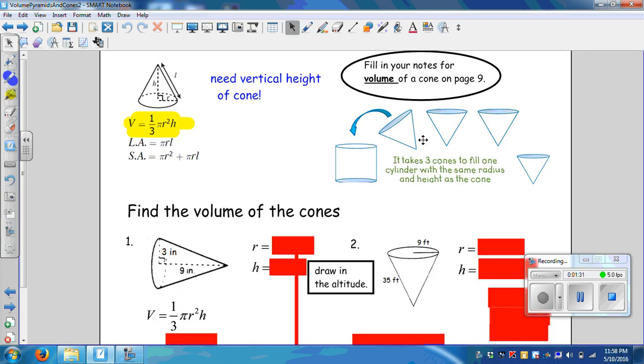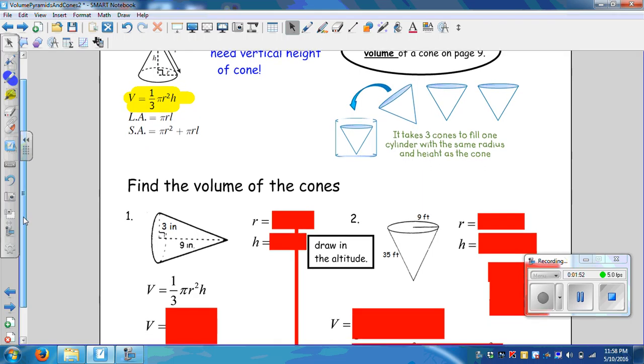It says it takes 3 cones to fill one cylinder with the same radius and height as a cone. So if I take this little cone and I move it over here, it does seem to fill in about 1/3 of the size. Visually, it looks like you could fit another cone to the left of it upside down and another cone to the right of it upside down.